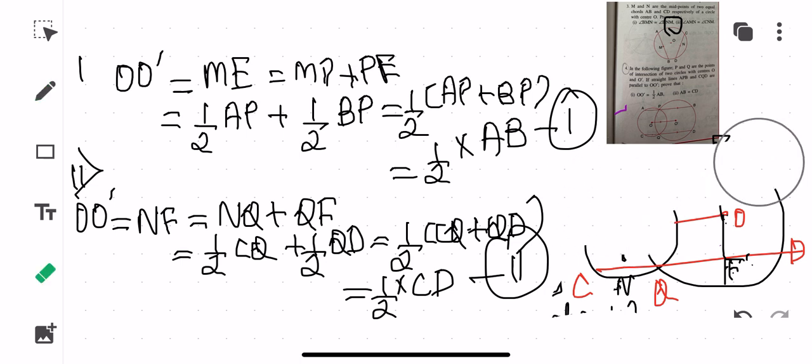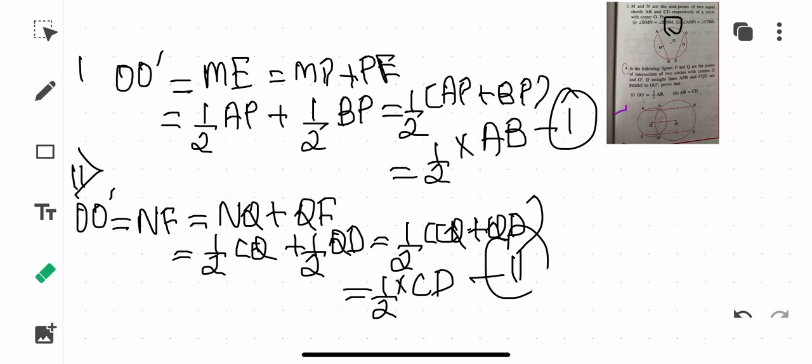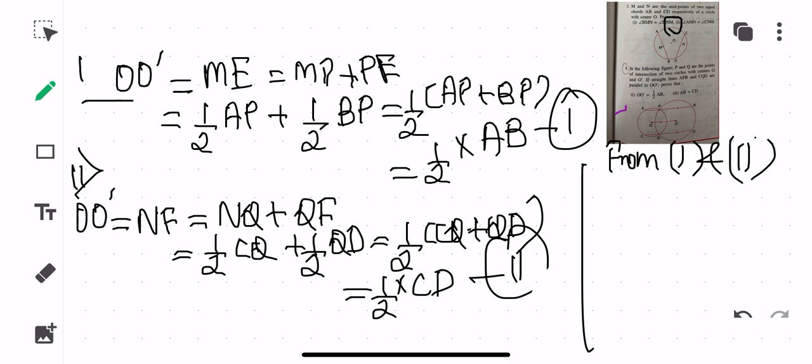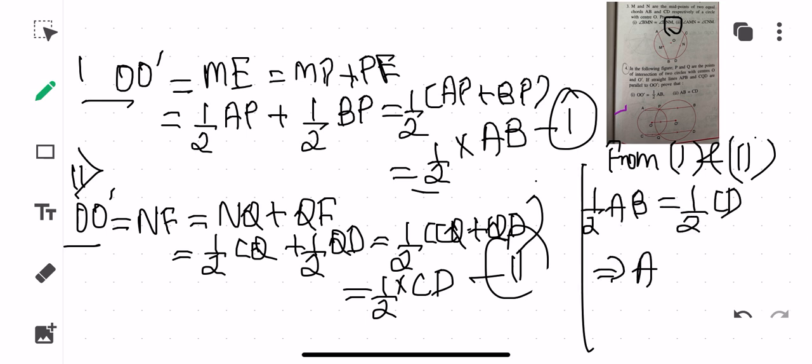So now what you can get, since we don't need this figure anymore, you will be writing from 1 and 2. So what do you say? See, children, OO dash is equal to half AB also, and OO dash is equal to half CD also. So you will take half of AB is equal to half of CD. So this implies AB will be equal to CD.